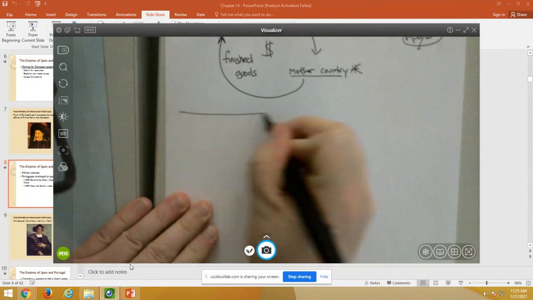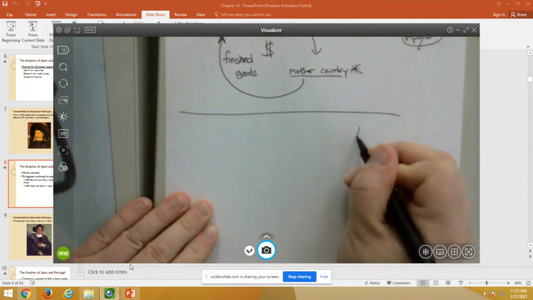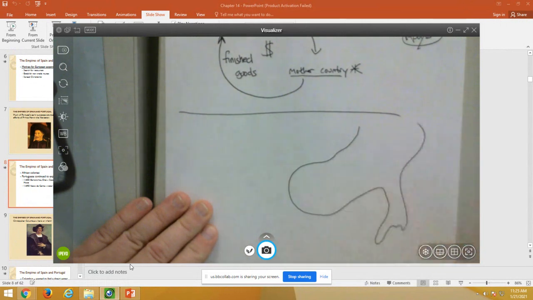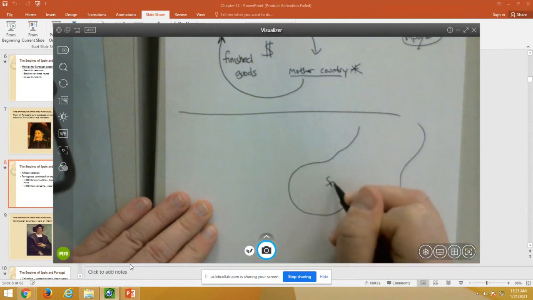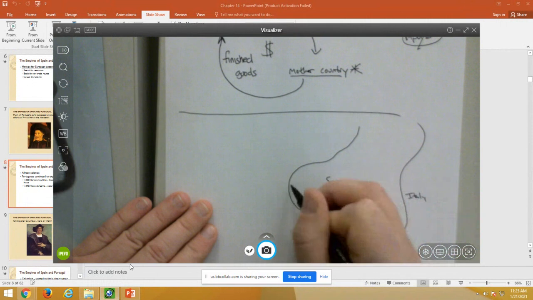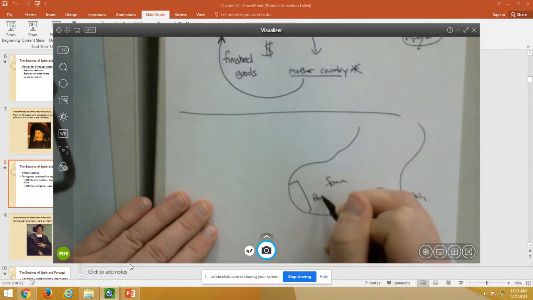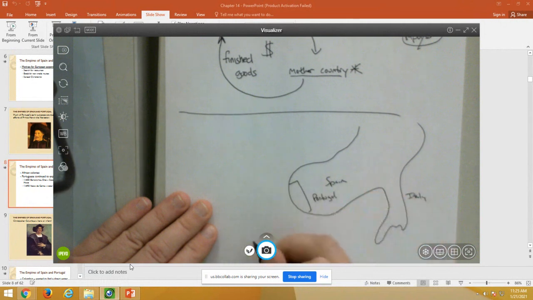All right, so that's Italy. And then we got Spain. This is the Iberian Peninsula. And then Portugal is like right there. And then Africa, it does not run into Italy.